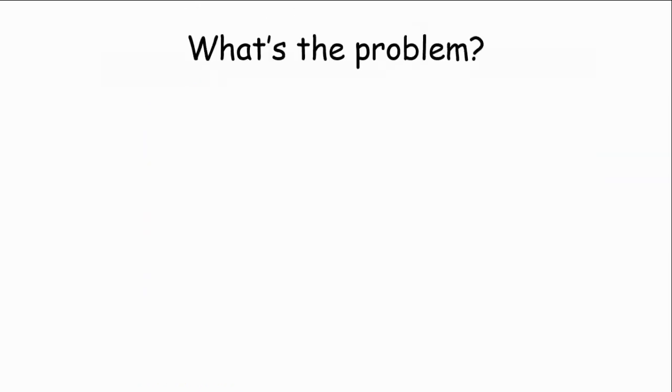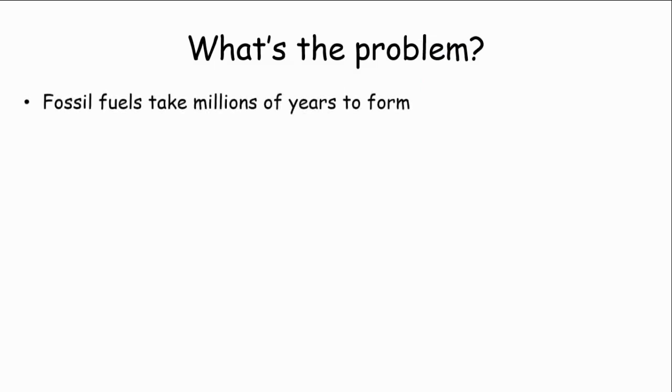So what's the problem? Well, fossil fuels take millions of years to form. Millions. And in fact, we've been using coal and oil and gas that was laid down way before the dinosaurs were even on the planet. Once we use this fuel, it's gone forever. So it's been on the planet for such a long time, and we're going to use it up. It'll be gone.